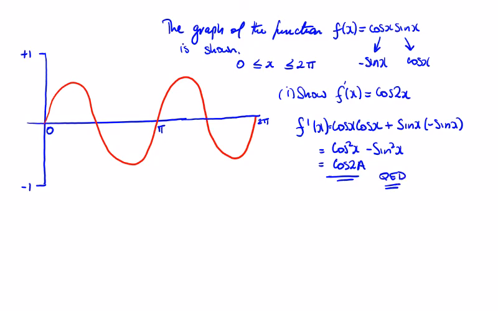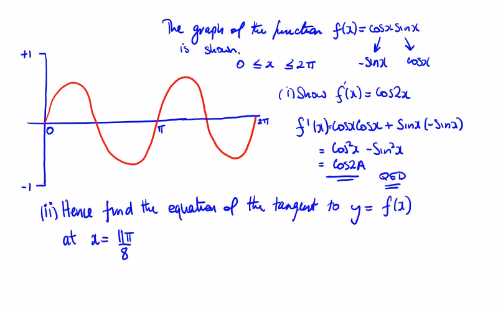There's a bit of an awkward part 2 and 3 here. Part 2. Hence, find the equation of the tangent to this curve y is equal to f of x at x is equal to 11 pi over 8. So we've got to put that back into the original. f of 11 pi over 8. This will give us our y value. So it's going to be the cos.